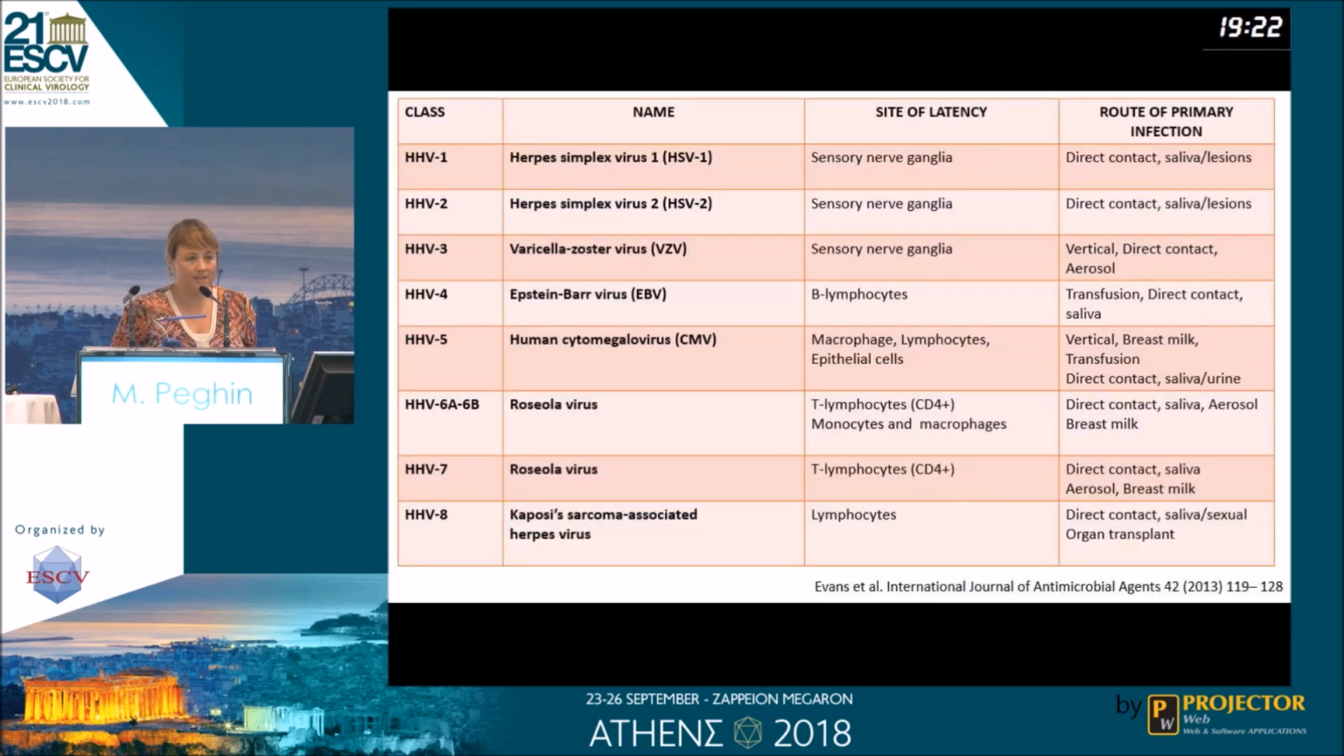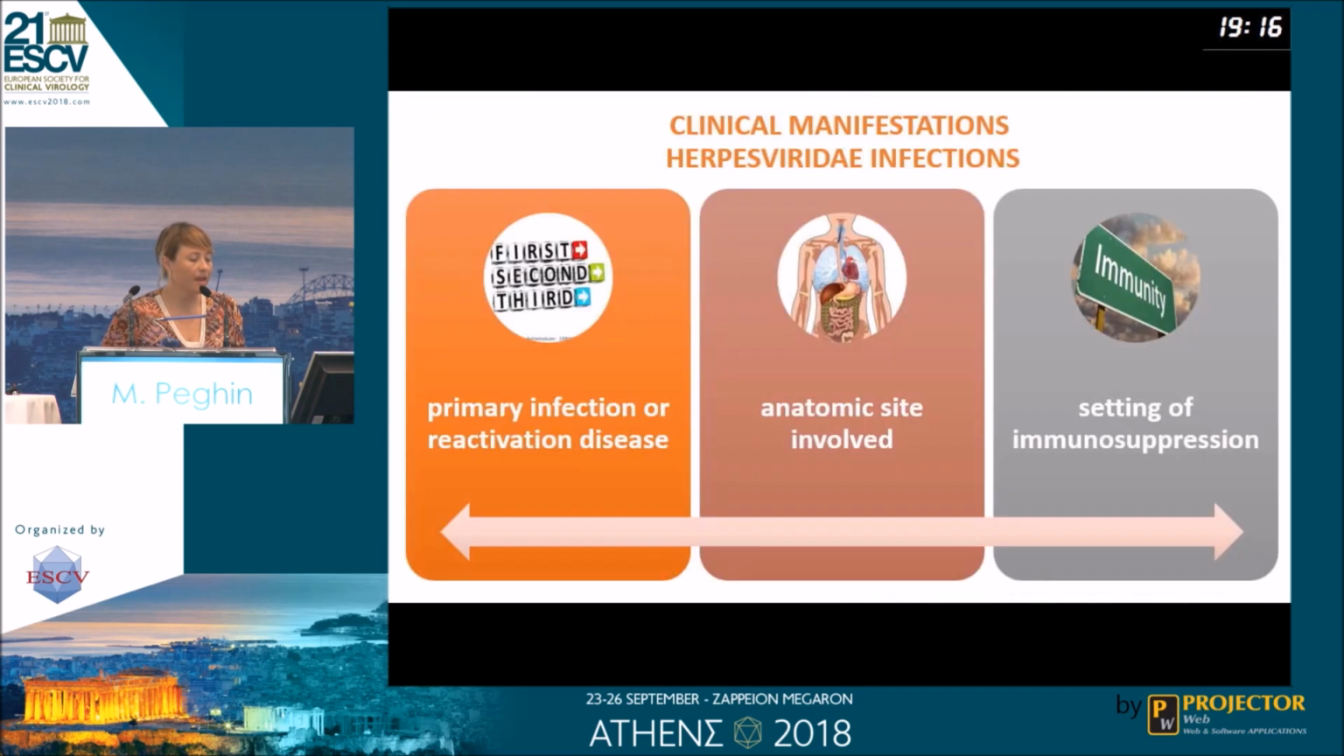These tables summarize all the viruses, the main sites of latency, and the route of primary infection. Clinical manifestation of herpes viruses depends upon different aspects. First, whether the patient has a primary or a reactivation disease. Normally in immunocompetent patients, reactivation disease is less severe and shorter than primary infection.